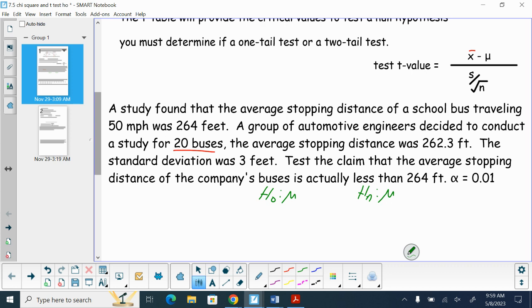What are they hoping to be true here? That's our alternate hypothesis. What they're testing is the claim that the average stopping distance of buses is actually less than the 264 feet. So what they hope is that mu is less than 264. That's what they hope is true. Your null hypothesis is the opposite of that. Make sure we include equality with the null. So we have mu greater than or equal to 264.